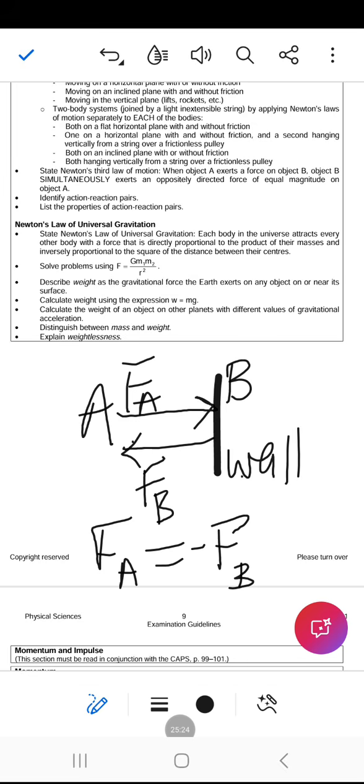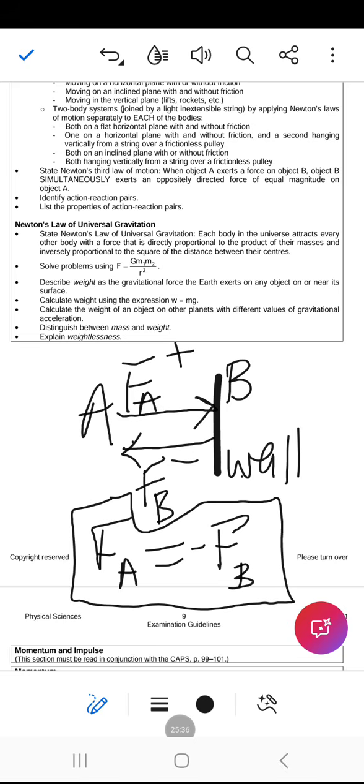Since force is a vector quantity, we need to include direction. We can say to the right is positive, then to the left is negative. So we end up with this expression: force of A is equal to the negative force of B, whereby the negative shows that the direction of the force is to the left, but force A is to the right. So you must know how to apply Newton's law like this.